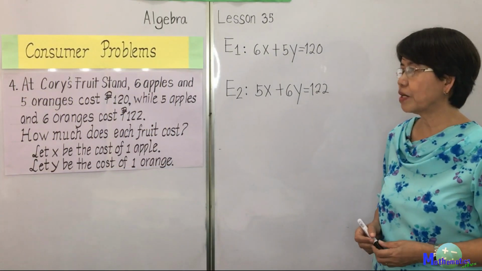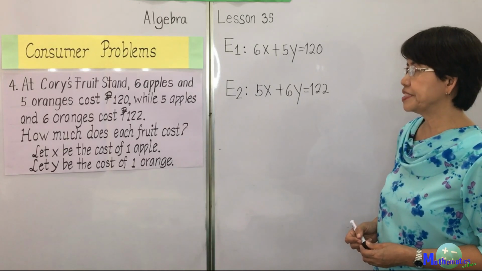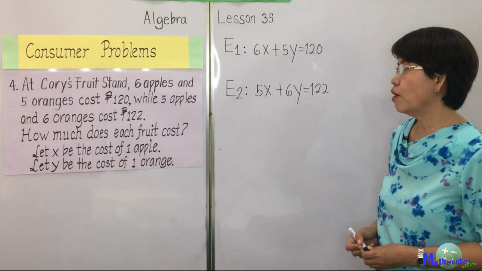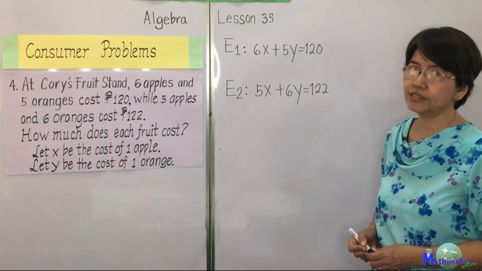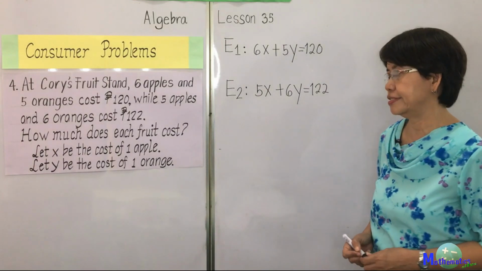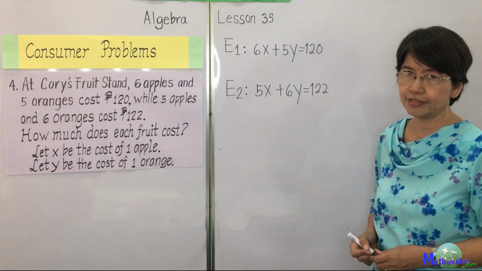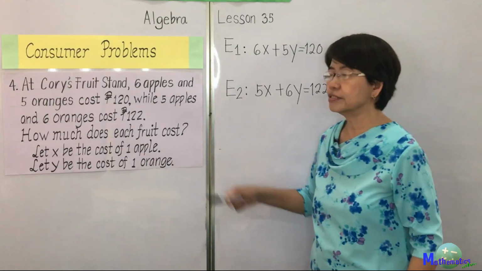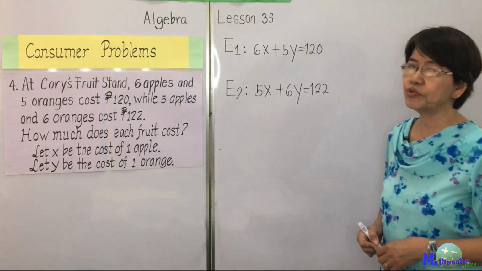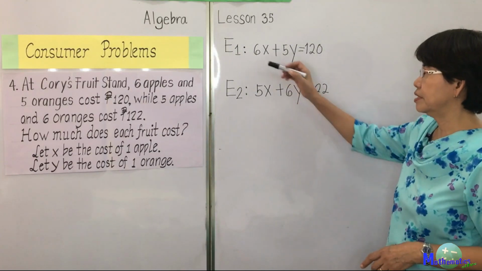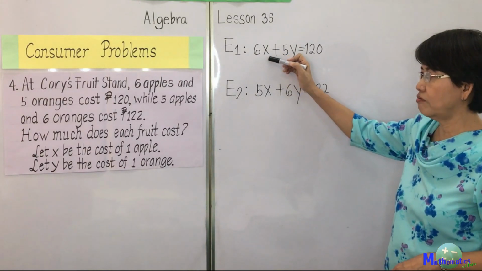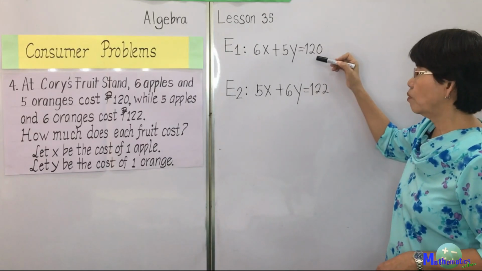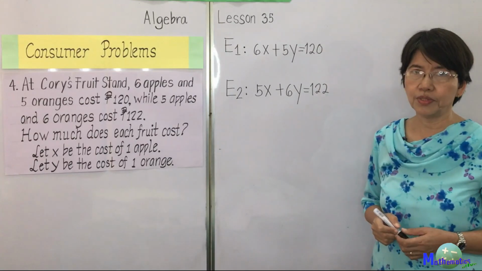For our last problem, problem number 4. At Corey's fruit stand, 6 apples and 5 oranges cost 120 pesos, while 5 apples and 6 oranges cost 122 pesos. How much does each fruit cost? So we let X be the cost of an apple and Y be the cost of 1 orange. And then we represent the equation: 6 times the cost of 1 apple plus 5 times the cost of an orange, y, is equal to 120 pesos.